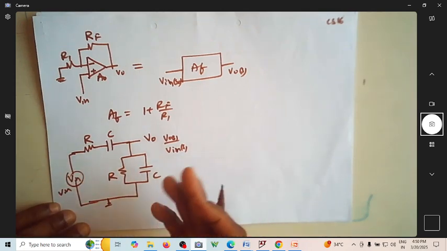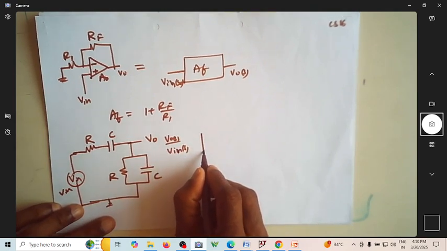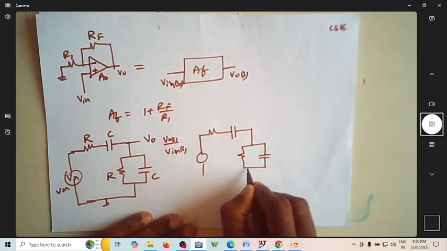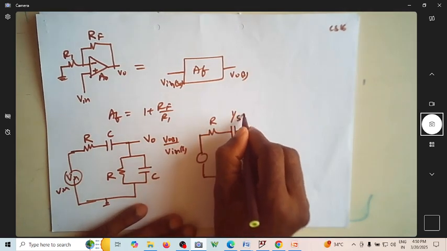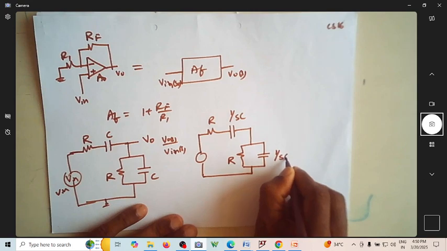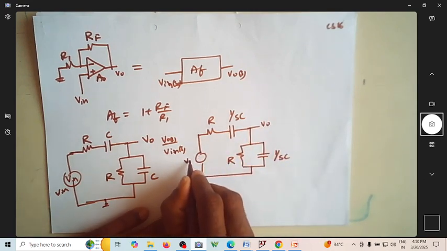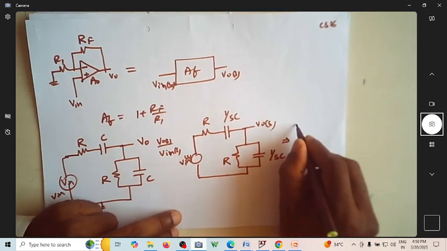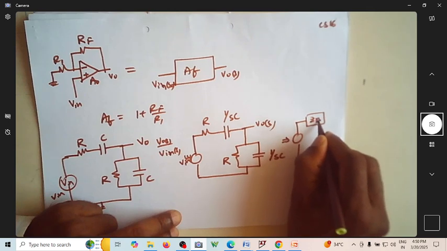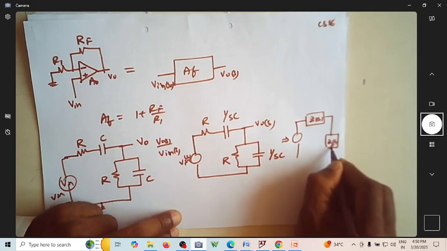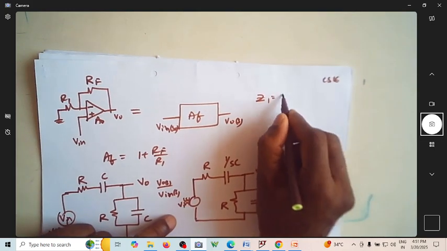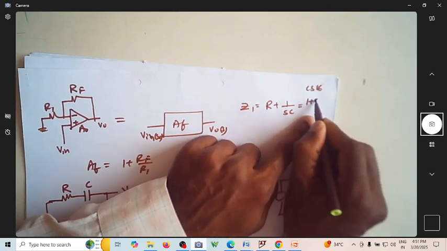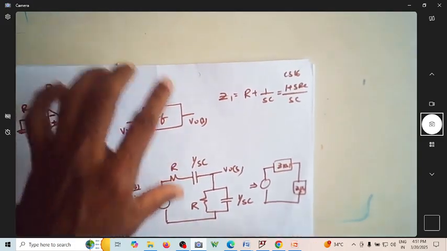So now let me first find its, I can write it as, so this is now, so can I write this as R, this is 1 over SC, this is again R, this is 1 over SC, this is V0, this is V in of S. So now I can write this simply as some impedance Z1 of S and some impedance Z2 of S. What is Z1 of S? Z1 of S is nothing but R plus 1 over SC, which I can write as 1 plus SRC by SC. Correct? It's as simple as that.